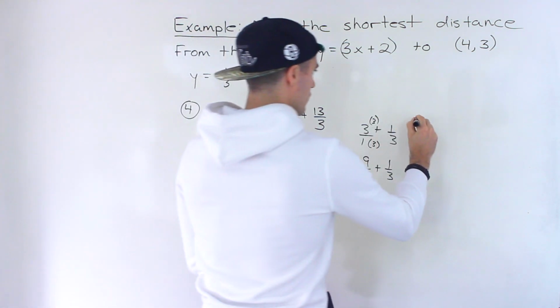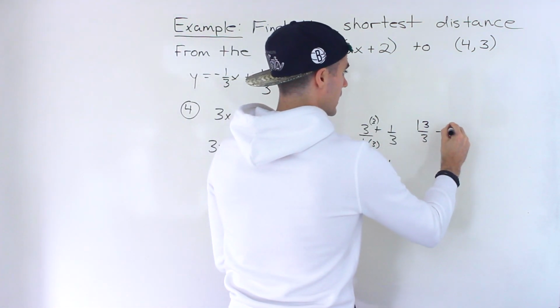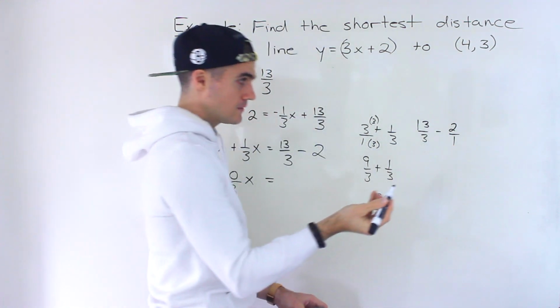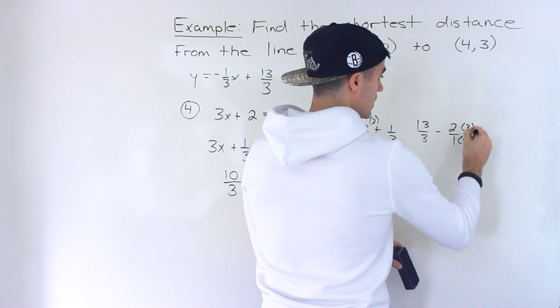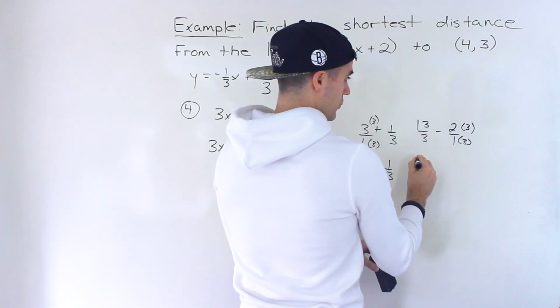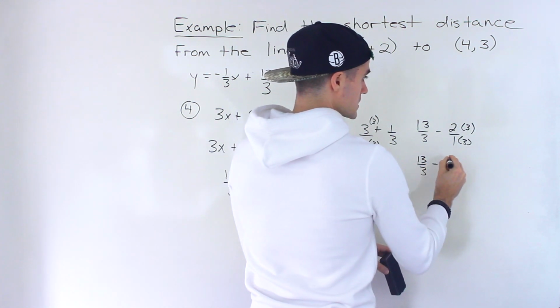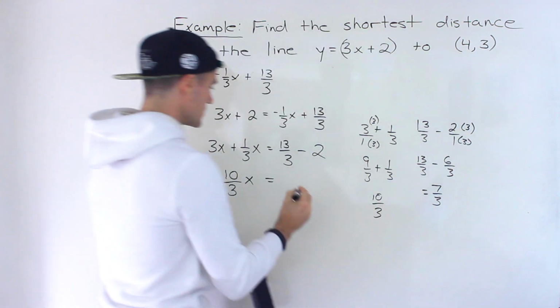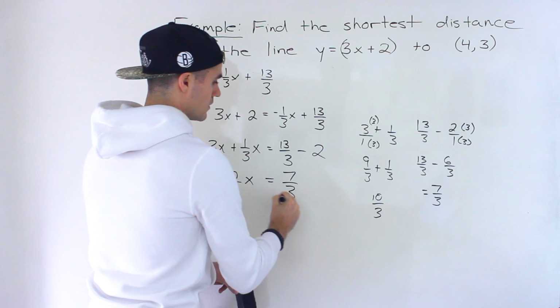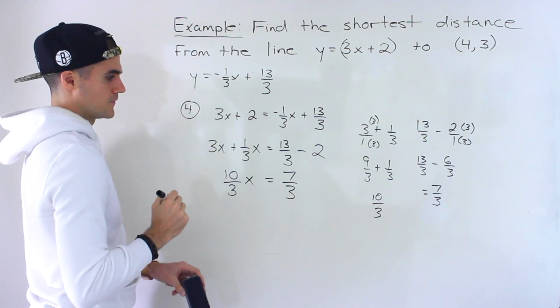And then we'll have 13 over 3 minus 2, which is like over 1. Common denominator, 3, 3. 13 over 3 minus 6 over 3, which gives us 7 over 3. So we'd end up with 7 over 3 right there.